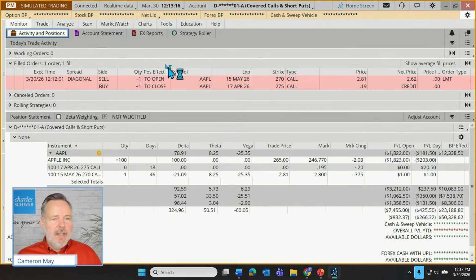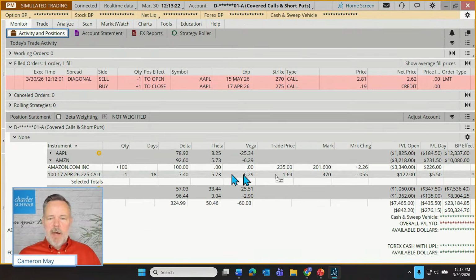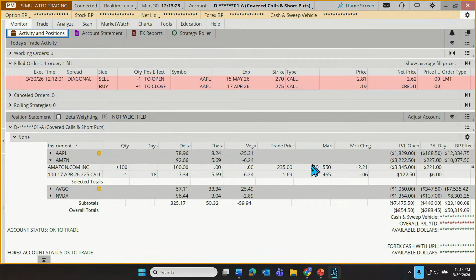All right, next trade. We have our Amazon position. With this one, it's another covered call. Bought the shares for 235. Yep, they've certainly taken some lumps. We most recently have sold a call, the 225, for $1.69. It still has 46 cents of value left. I don't think we're going to be rolling this one today.